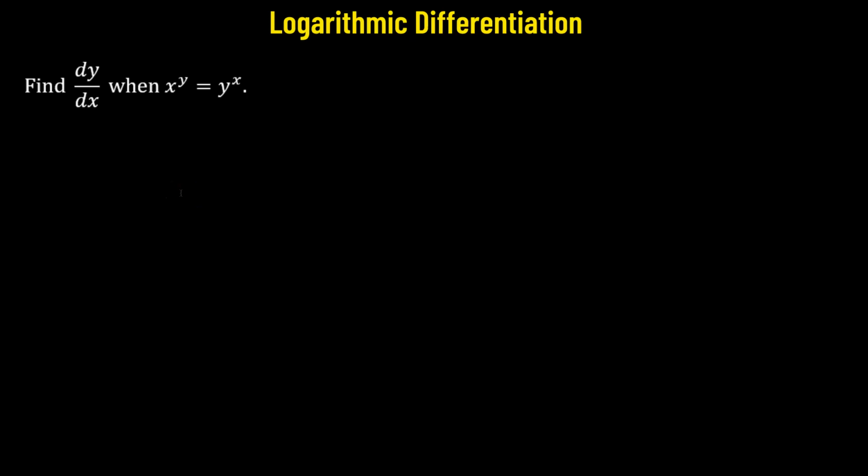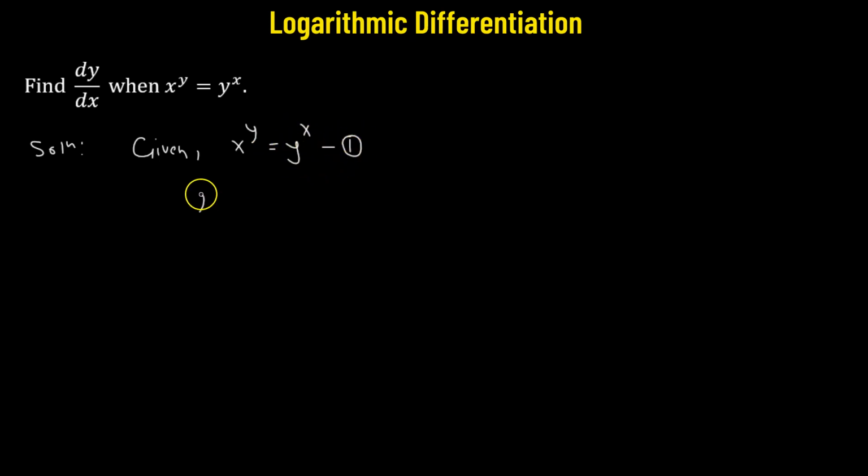We need to obtain the value of the derivative of y with respect to x whenever x raised to the power of y is equal to y raised to the power of x. So let's begin with whatever we're provided with. Here we have the function given by x^y = y^x. Let's consider this to be equation number 1.